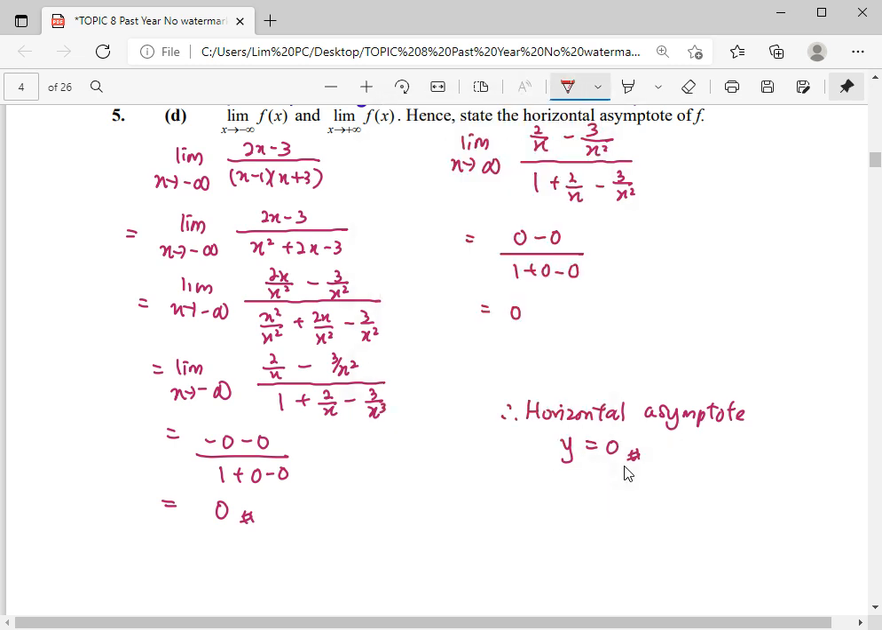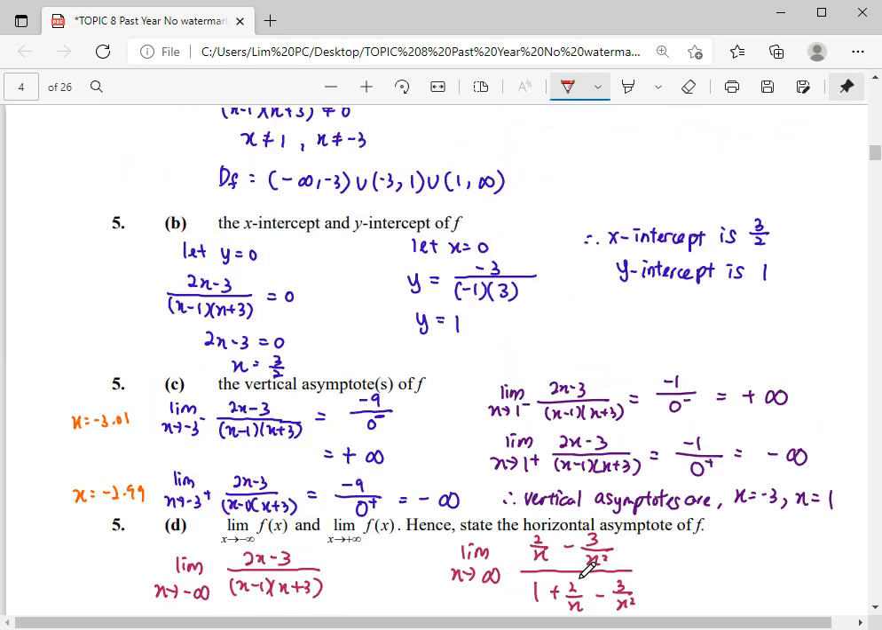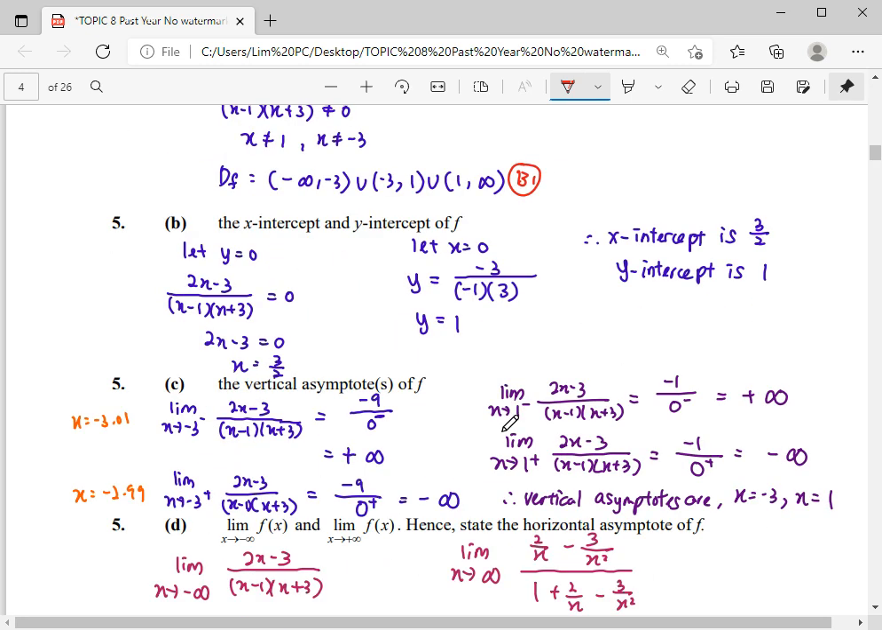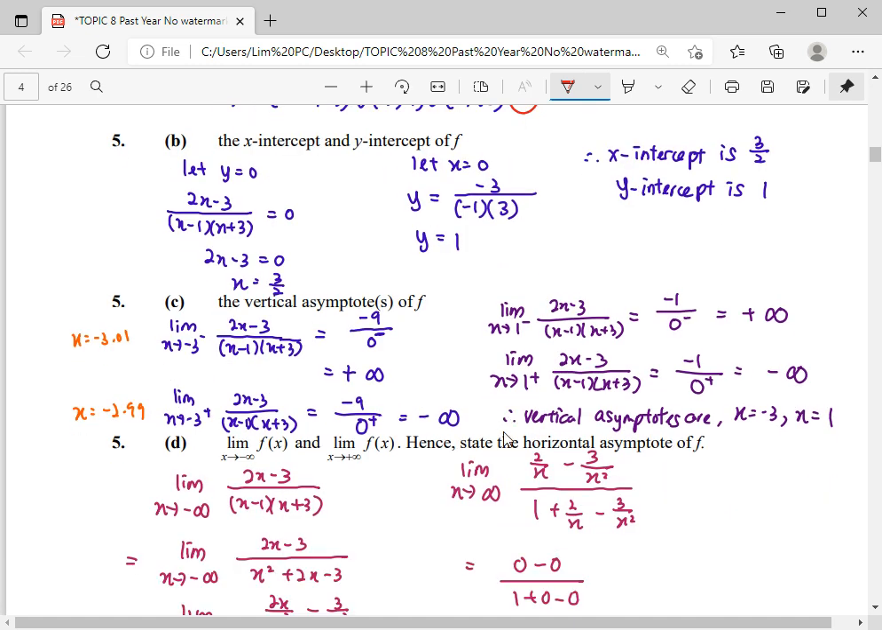So what are the important marks here? We can see for the first part, our domain, 1 mark. This is our basic. Either you can write it in this form or you can write in interval form. And then finding our intercept. So this is our concept of finding the x-intercept. And then finding our y-intercept concept, let x equals to 0, answer.